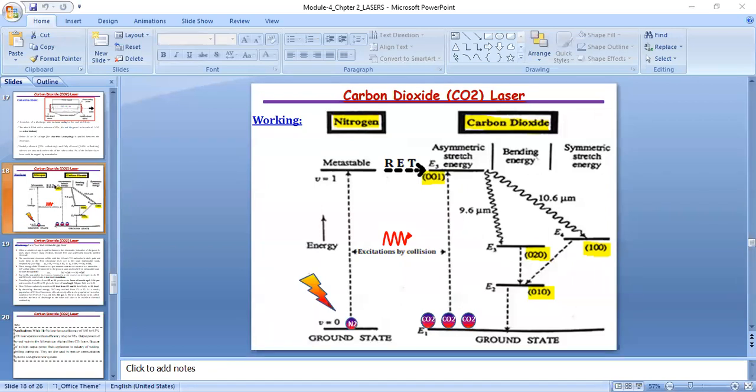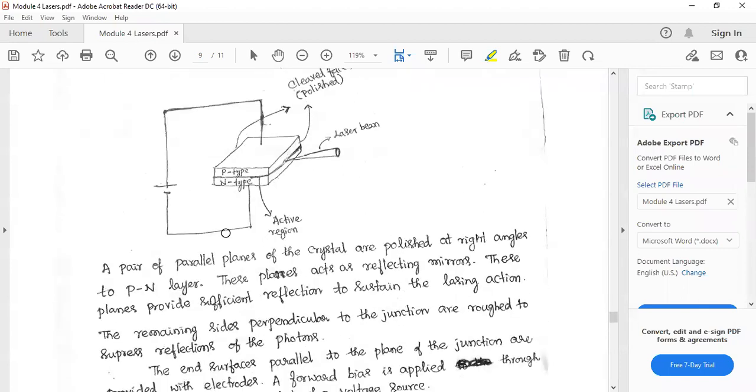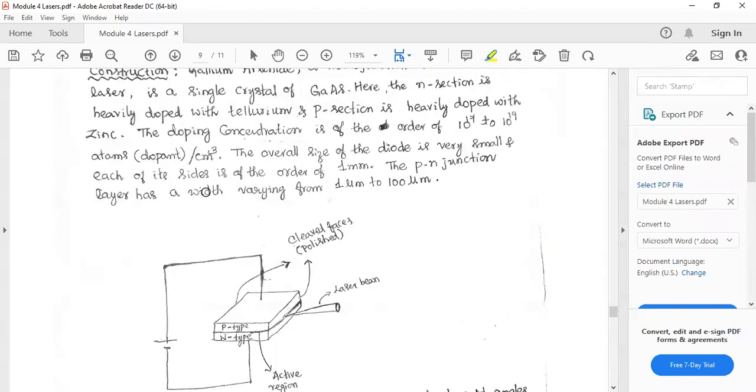A semiconducting layer, you can see the p-type material. Let me show some other pictures. You can see this semiconducting material has an area or width varying from 1 micrometer to 100 micrometer. That is, this region has a thickness of 1 micron to 100 micron, a very thin region, whereas the top surface of the PN region is of the order of 1 mm.